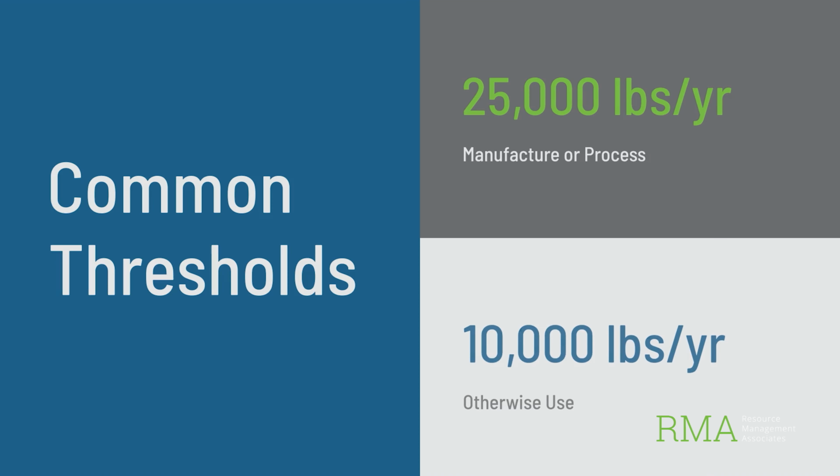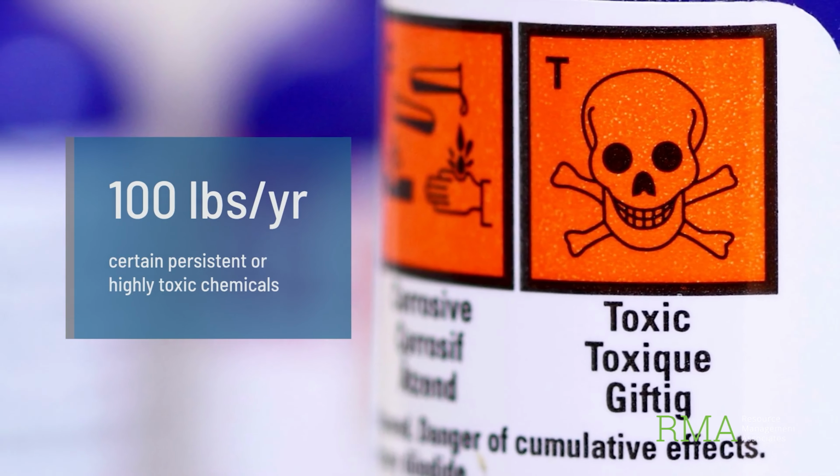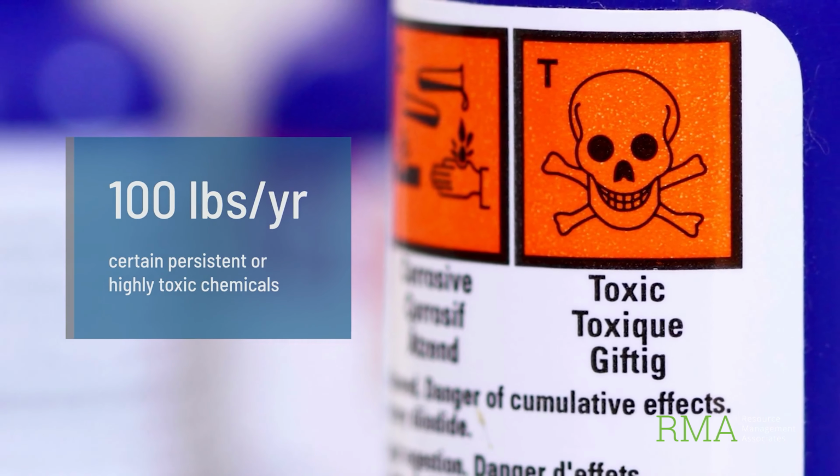Here's where most producers get caught off guard. You might think, we don't use any toxic chemicals, but many common materials in concrete production contain TRI-listed substances. Things like nitrate compounds, chromium, lead, formaldehyde, and other metals are found in cement, non-chloride accelerators, curing compounds, and the list goes on. For most chemicals, the threshold is 25,000 pounds if you manufacture or process it, or 10,000 pounds if you otherwise use it. But for certain persistent or highly toxic substances like lead or mercury, the threshold drops to as little as 100 pounds per year. Once you start looking at production numbers, that means even trace metals in your cement can push you over the reporting limit.